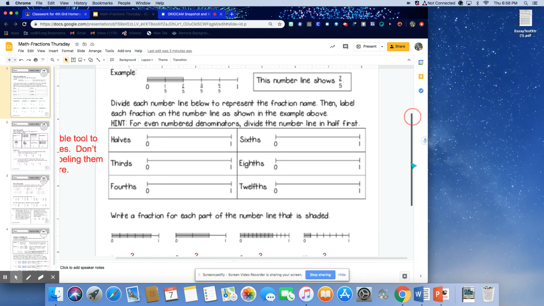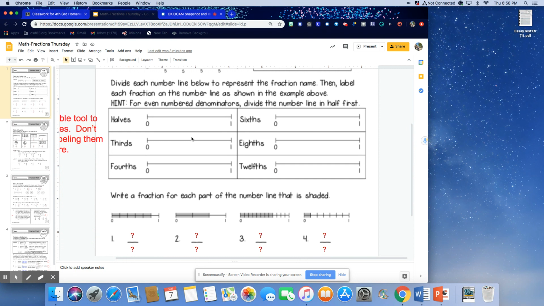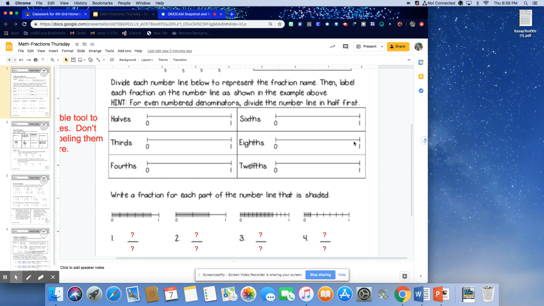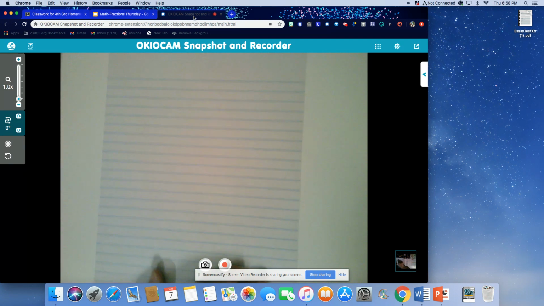I'm going to scroll down a little bit here. The instructions for these little boxes say: divide each number line below to represent the fraction name. Then label each fraction on the number line as shown in the example above. So they want us to just make a line and then label our fractions. We're not looking to do this part, we're just looking to make the number line. I'm going to switch over to my DocCam, and we're going to do this one. Go ahead and do this.